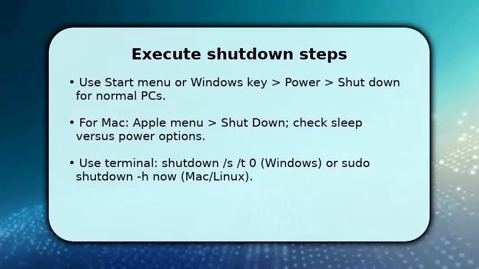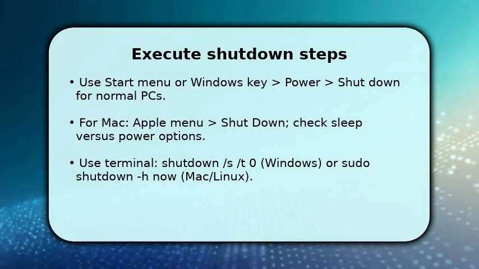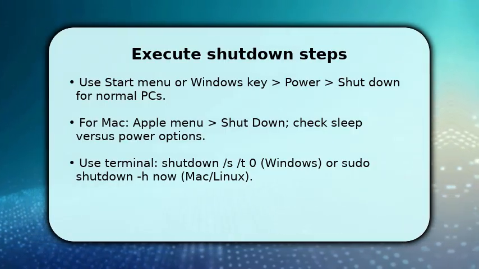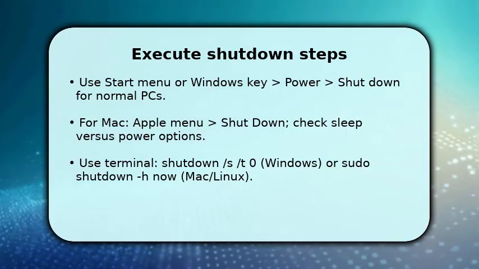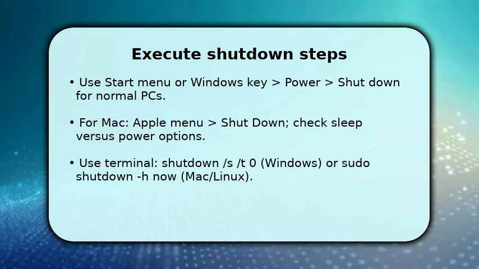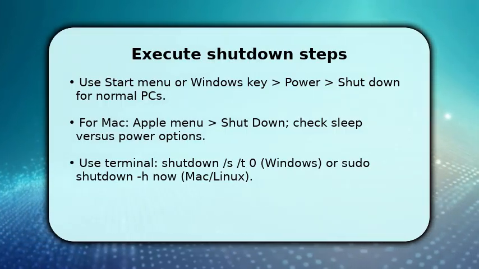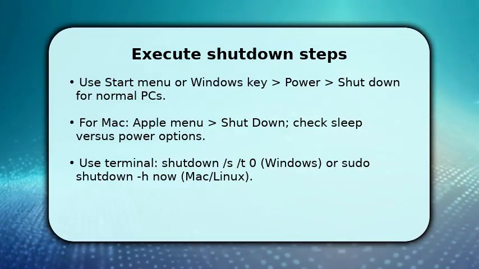Use the Start Menu, Power, Shutdown on Windows or Apple Menu, Shut Down on a Mac. If you prefer the command line, run shutdown /a /t 0 on Windows or sudo shutdown -h now on Mac/Linux. Those force immediate power-off. Make sure scheduled tasks aren't running first because they can block shutdown.